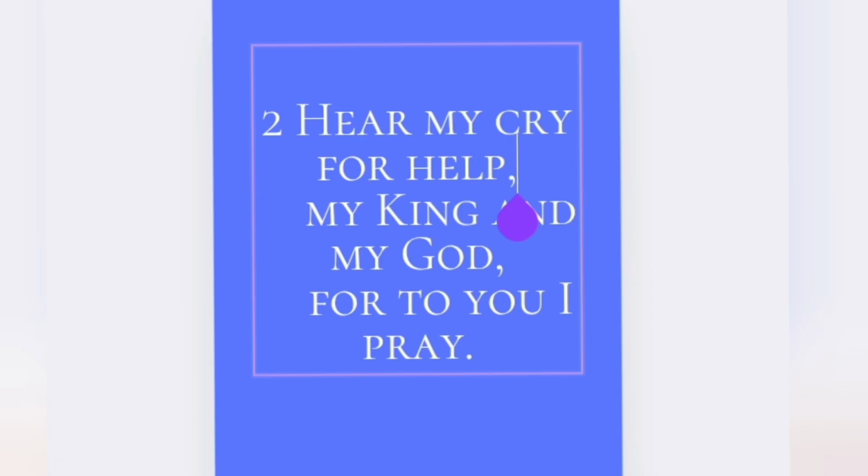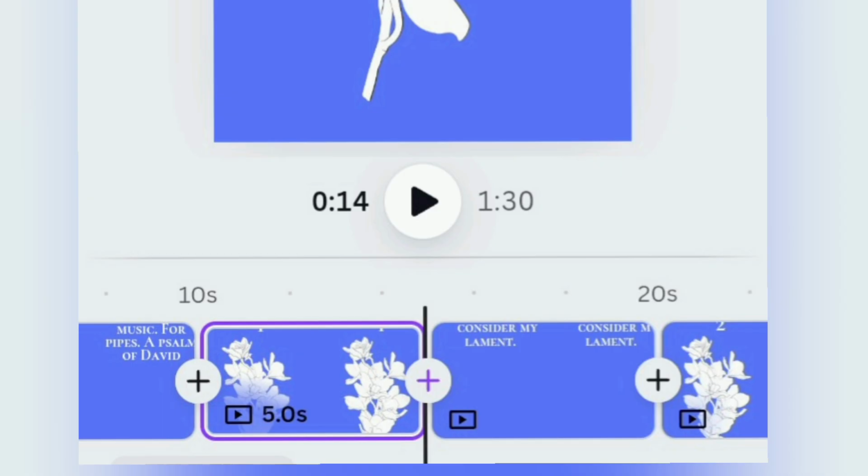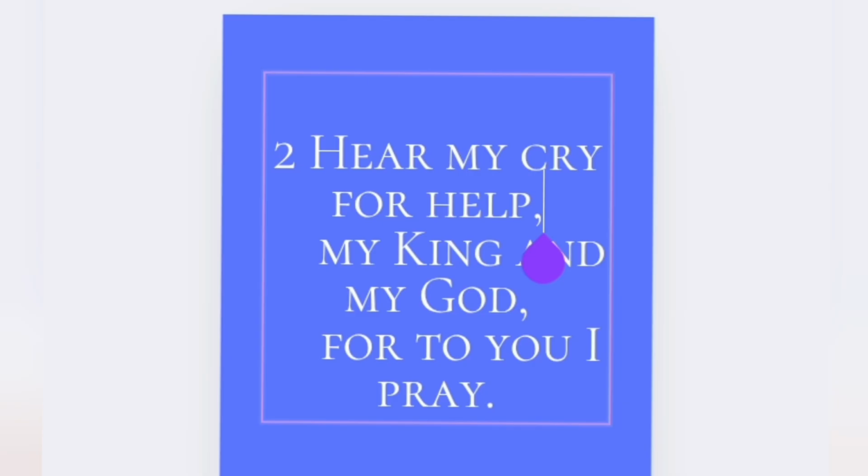Now verse 2 is a little longer, so I'm going to divide it up into 3 sections, and I'll show you how. First, make sure that the verse 2 title page is to the left of verse 2. Then duplicate verse 2 two times. On the first page, I'm going to delete the number 2 and everything after the comma where it says my King, my God. It should look like this.